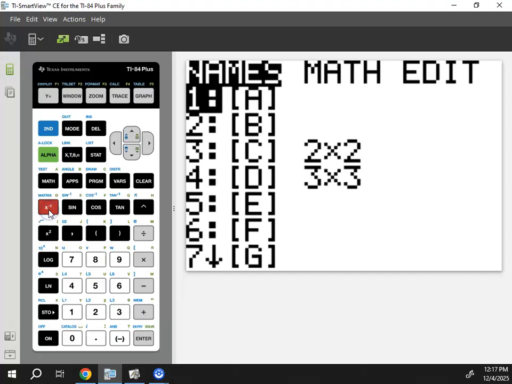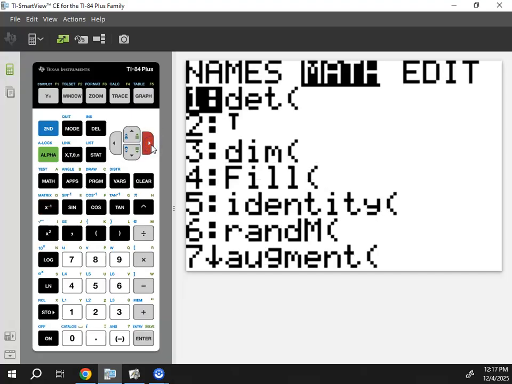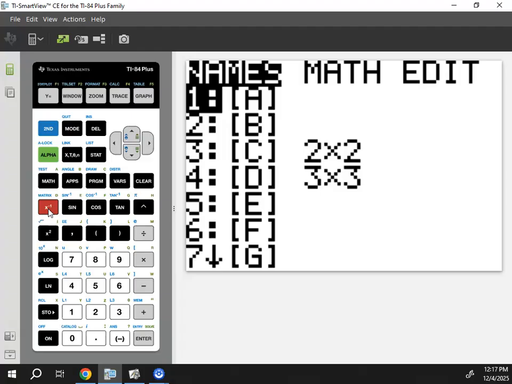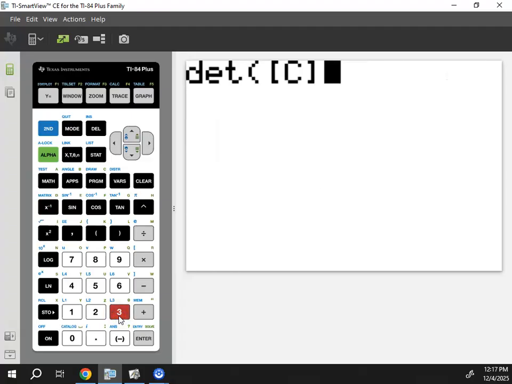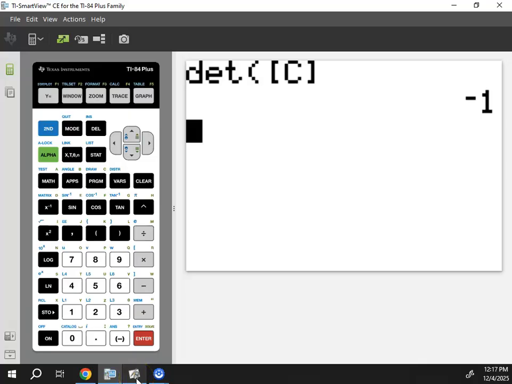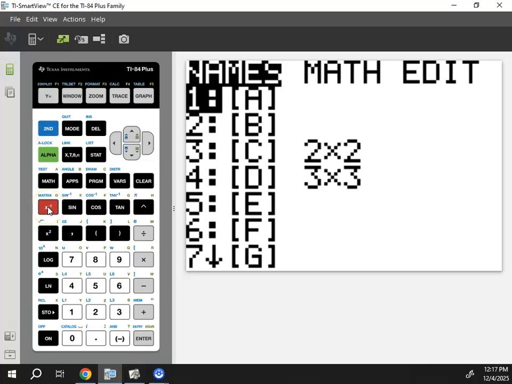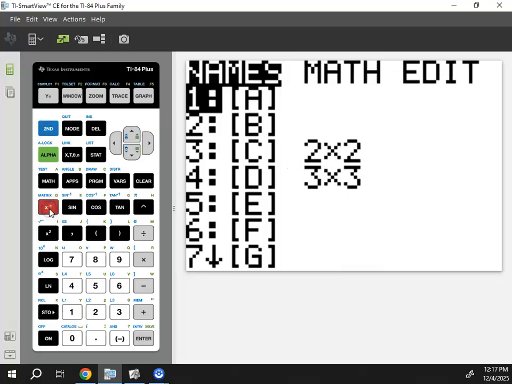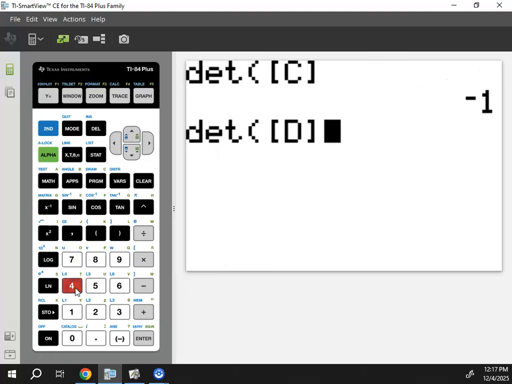Second matrix, arrow over to math, choose 1 for determinant, and then second matrix, and we'll do C first, so I'll choose 3, and then we have to hit enter, and the determinant is -1. Okay. So go ahead and do the same thing for D. Second matrix, arrow over to math, choose determinant, second matrix, choose the name, and that answer is 1.